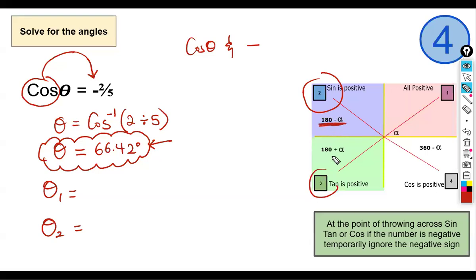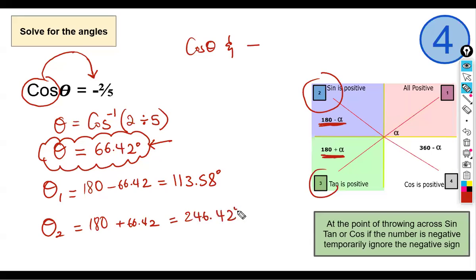So let's use this formula and this formula. It's 180 minus the 66.42, and the other one is 180 plus the 66.42. So 180 minus 66.42 is 113.58, and 180 plus 66.42 is 246.42 degrees.